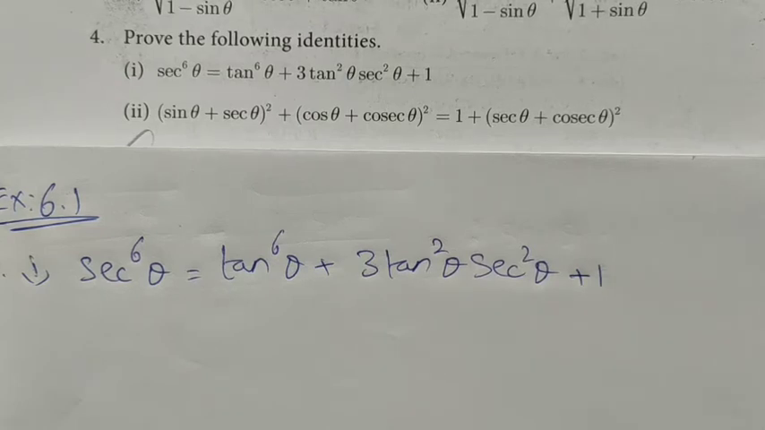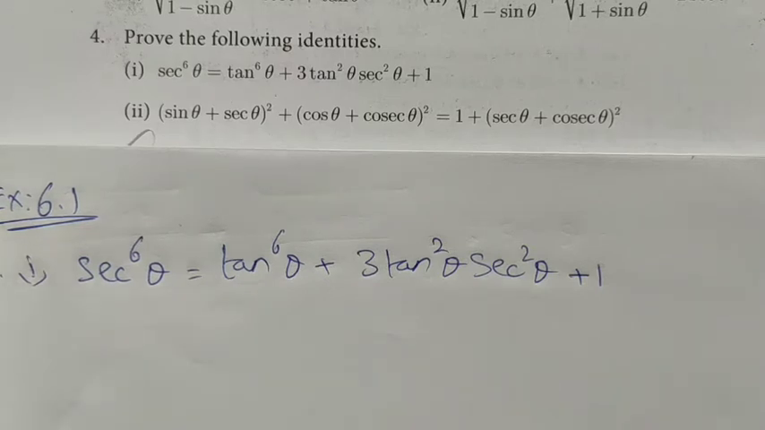Class 10, exercise number 6.1, question number 4. Prove the following identities. The Roman number 1 is given as secant power 6 theta is equal to tan power 6 theta plus 3 tan square theta secant square theta plus 1. You have to prove the identity LHS equal to RHS.